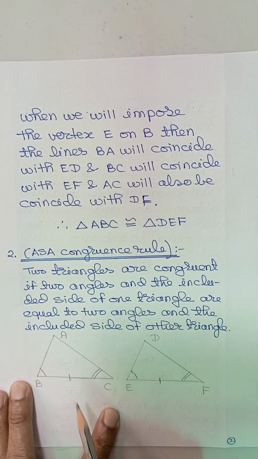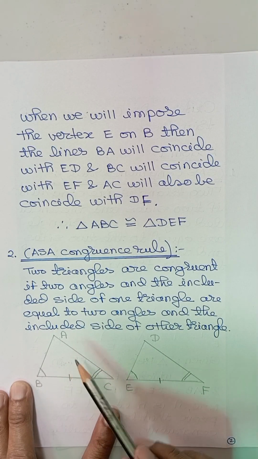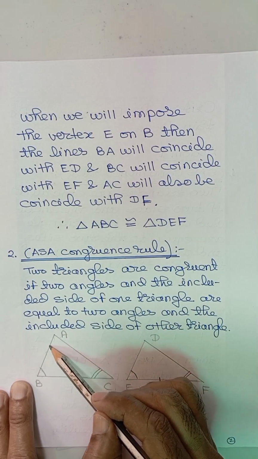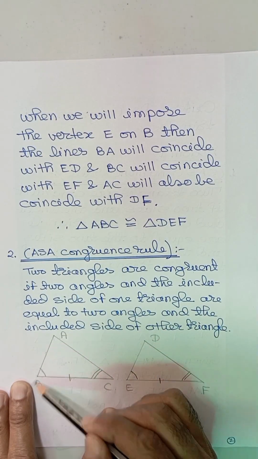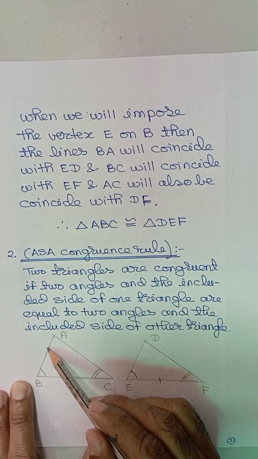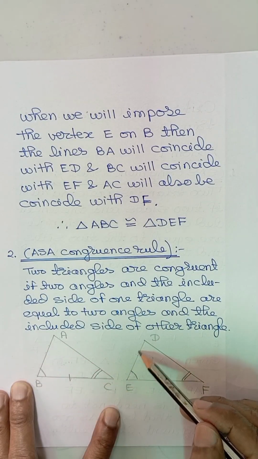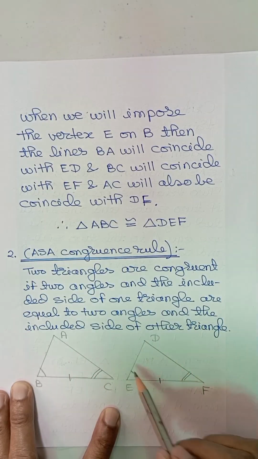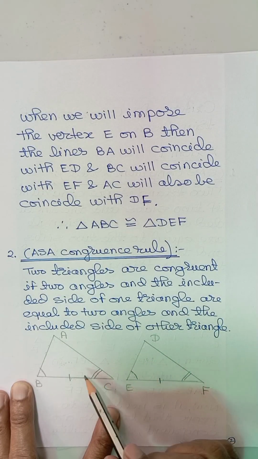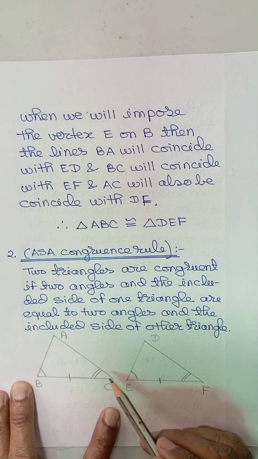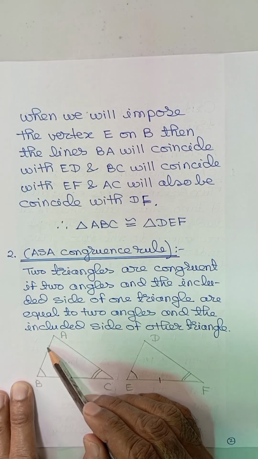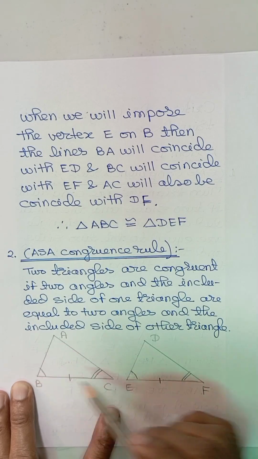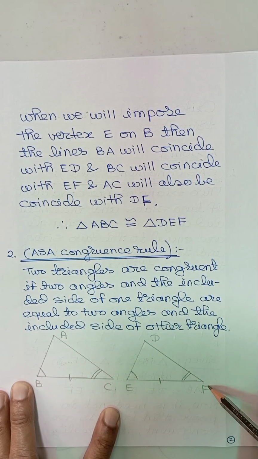This was the first case. Now in the second case, suppose AB is greater than DE, then we will take a point P here such that BP is equal to DE. Then triangle PBC will be congruent to triangle DEF, which I have already explained in writing. But angle C is equal to angle F. It means this is only possible when P coincides with A. So ultimately triangle ABC will be congruent to triangle DEF.